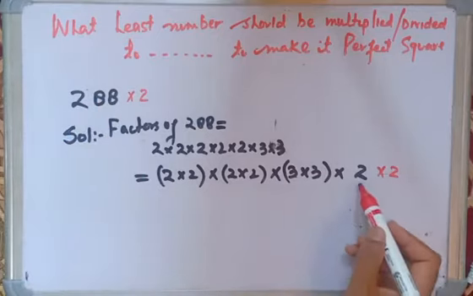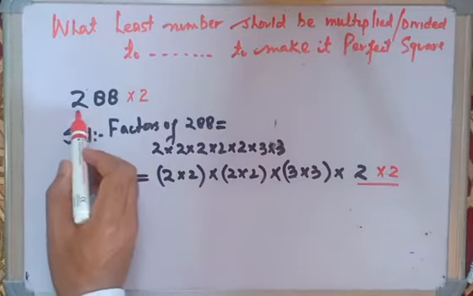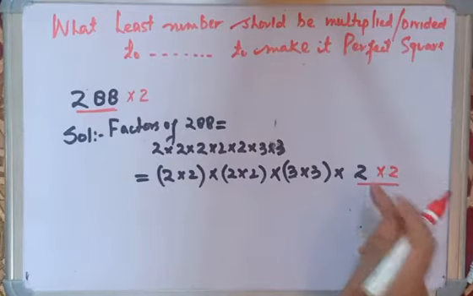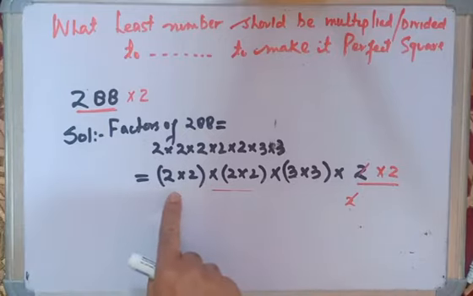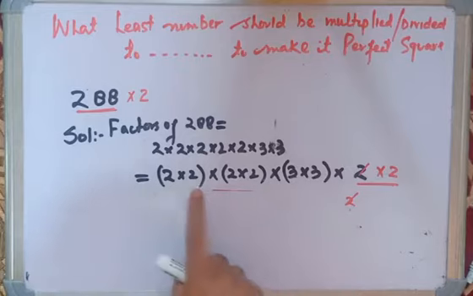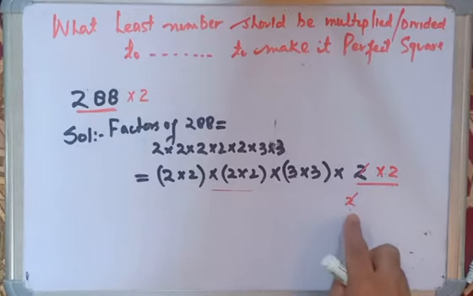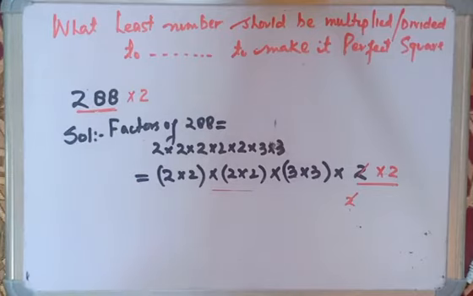So when we make this 2 in the form of a pair, this will make this number a perfect square, right? Also we can say that if we divide this by 2, this will cancel each other, and all the factors will remain in pairs. So in both ways, either we have to divide by 2 or multiply by 2 in order to make this number 288 a perfect square, right?